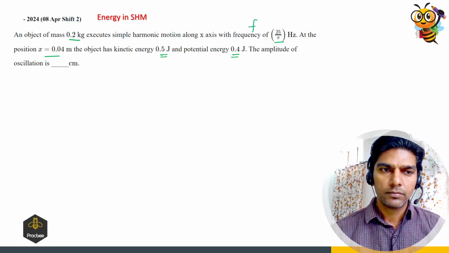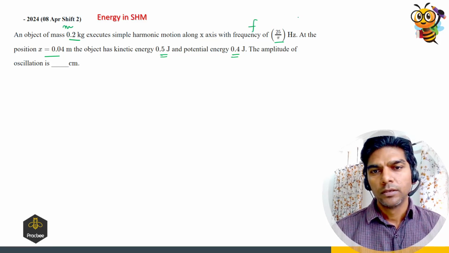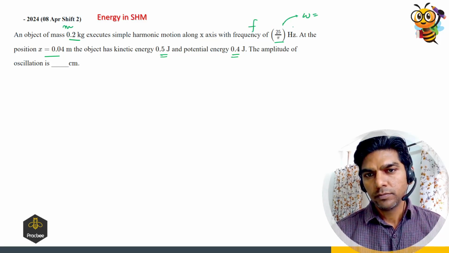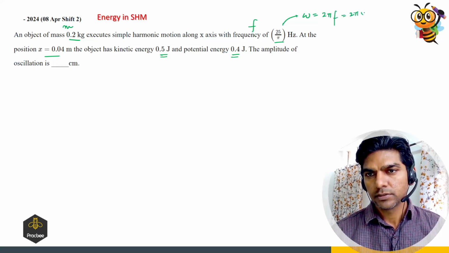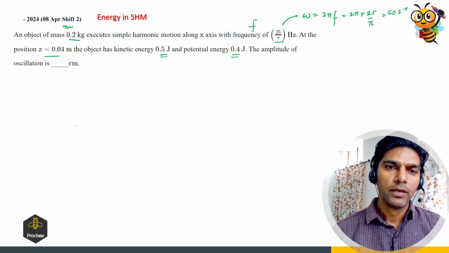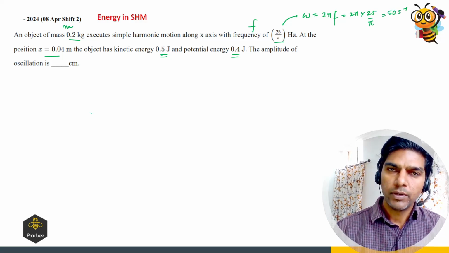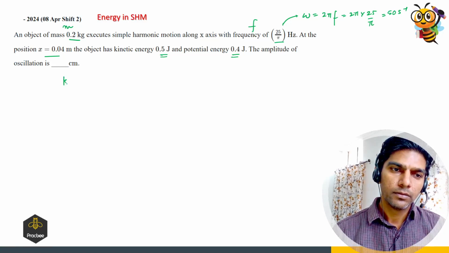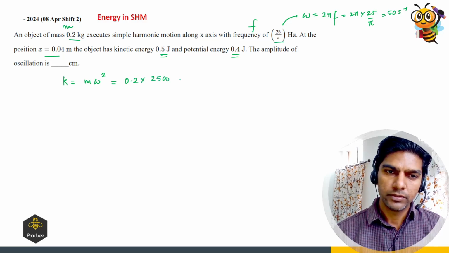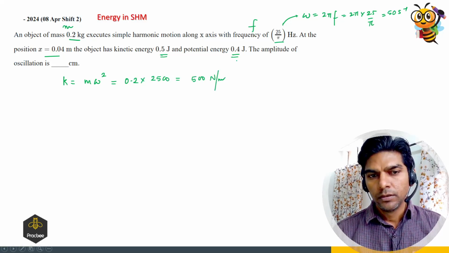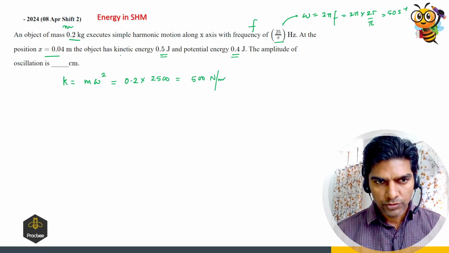Frequency is given, mass is given, right? So we can find angular frequency by using the frequency, that will be 2 pi f. It will be 2 pi times 25 by pi, which comes out to be 50 second inverse. Now we can use omega and mass to find the force constant. So that is nothing but m omega square. So m is 0.2, omega square will be 2500. So this will give us 500 Newton per meter. Now we got the force constant. So kinetic energy is given.